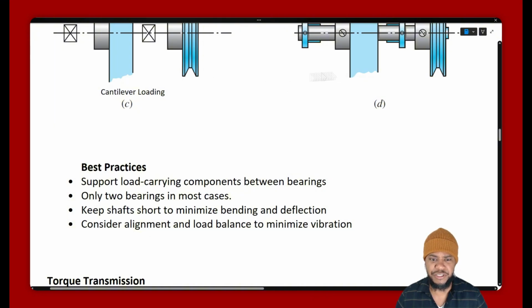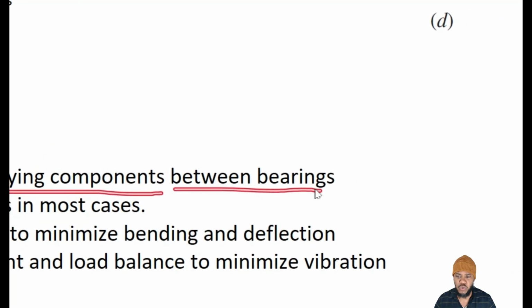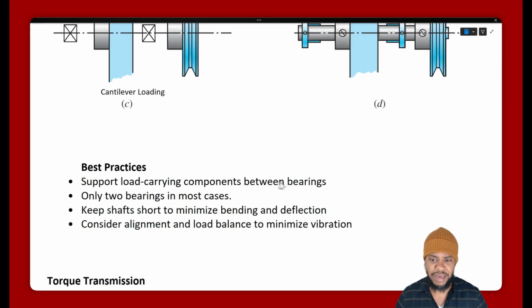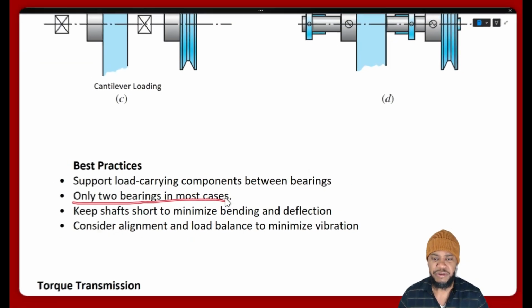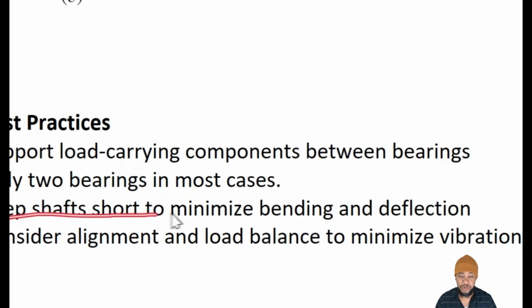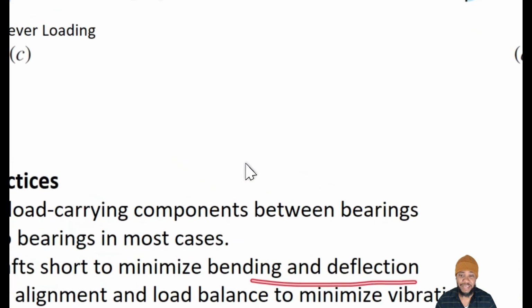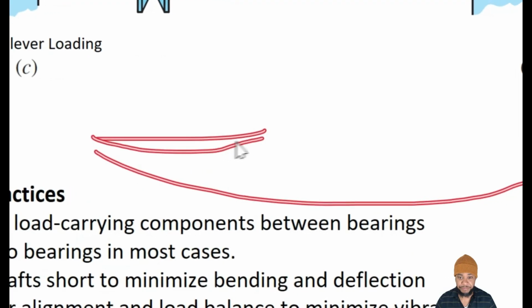Some of the best practices in designing shafts is to support load carrying components between bearings so that you have points where those moments can be equally distributed between more than one bearing. Try to only use two bearings in most cases. Rather than over constraining and applying too many bearings, which can have an effect on deflection, it's best to try to limit the number of bearings. Keep the shaft short to minimize bending and deflection. A long shaft is going to deflect more than a short shaft.